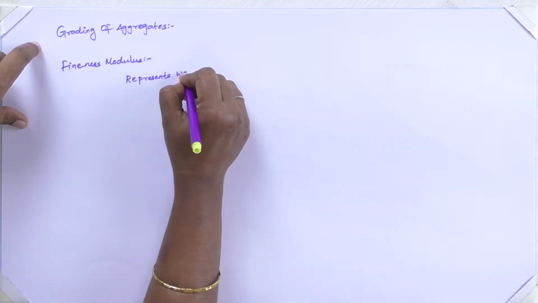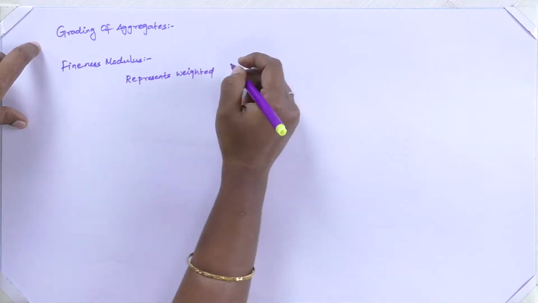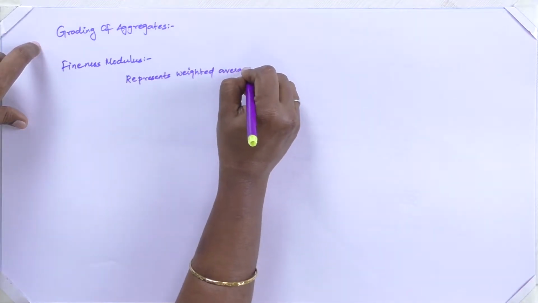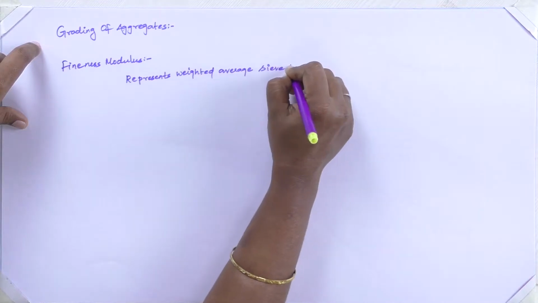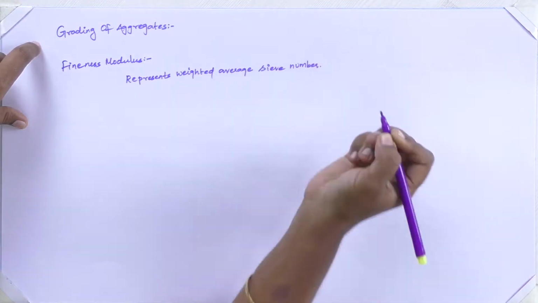Represents weighted average sieve number, and this fineness modulus will tell you a single number, and that number does not directly represent the size of the aggregate, but it refers to the sieve number, and based on that sieve number we can classify the aggregate.